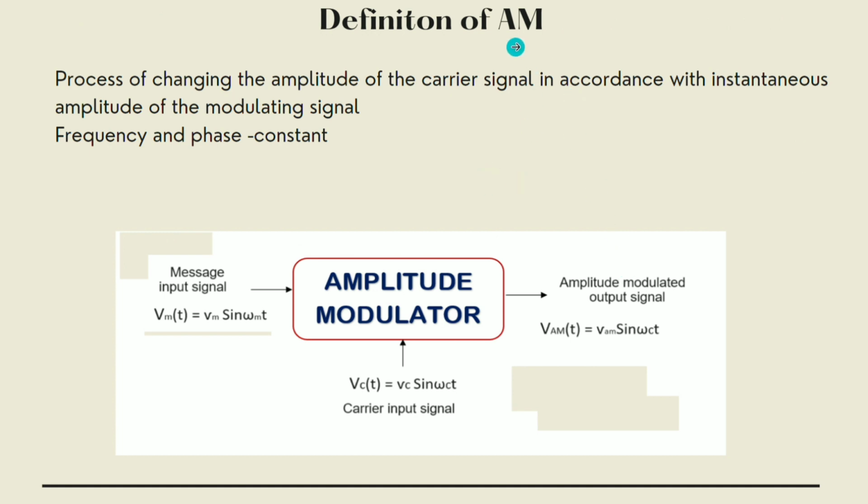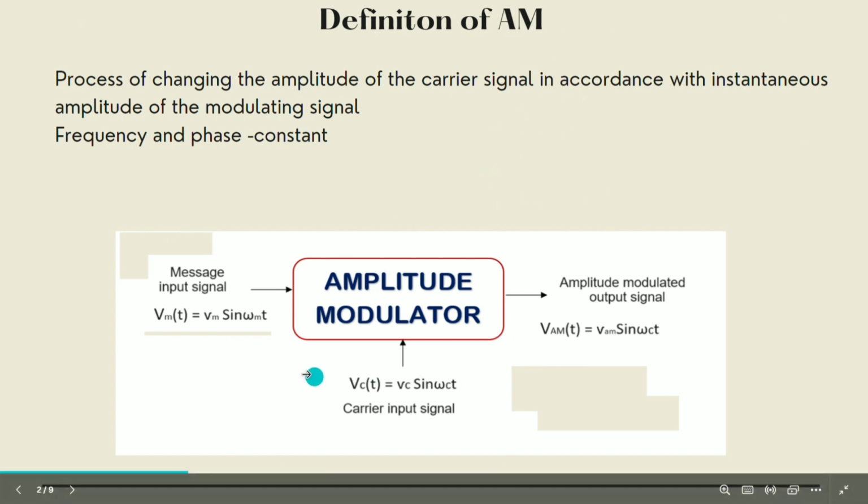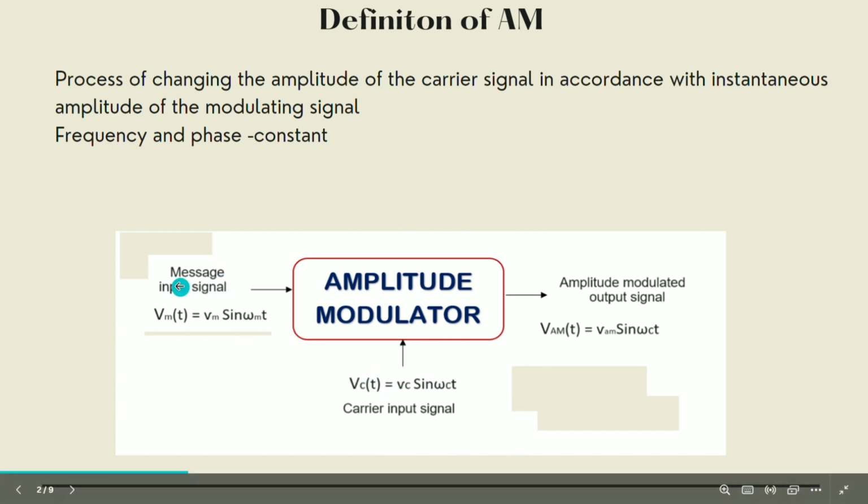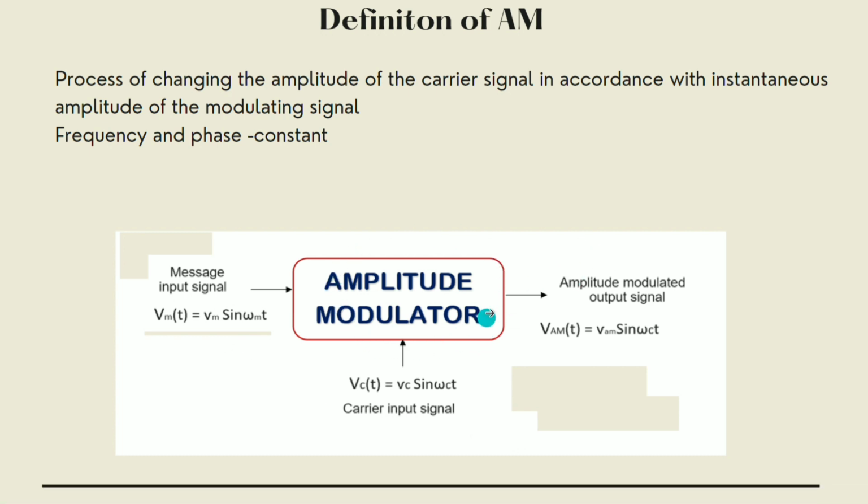In a simple manner, I am going to explain amplitude modulation by means of a simple schematic. Consider this block as an amplitude modulator. A modulator is used to perform an operation called modulation. A modulator used to perform the process called amplitude modulation is called an amplitude modulator. An amplitude modulator needs two input signals, message and carrier. After the process is completed, it produces an output signal, the amplitude modulated signal.